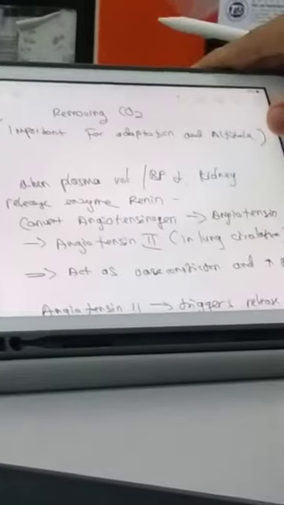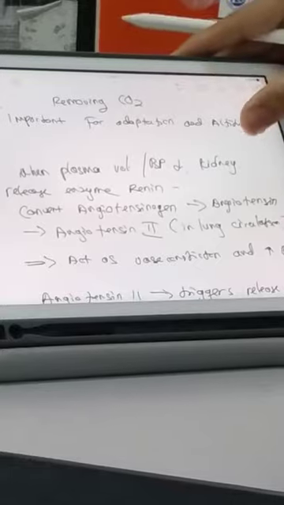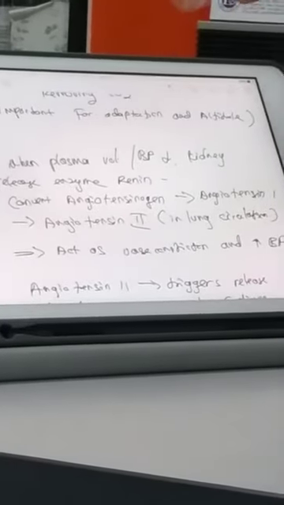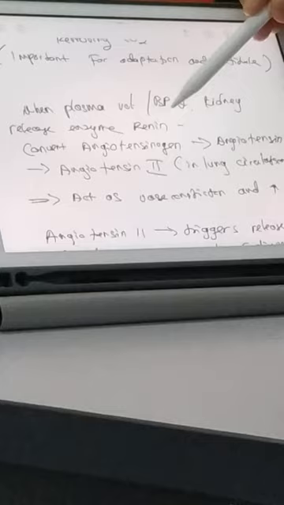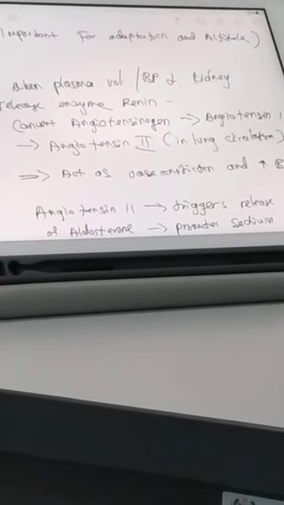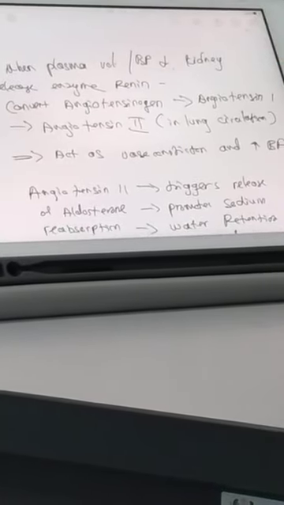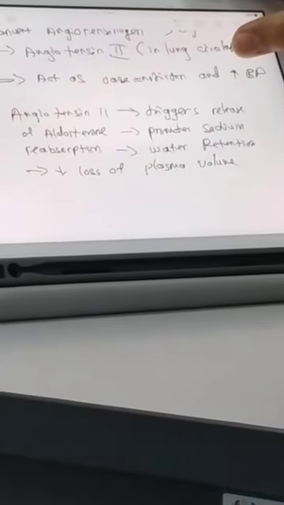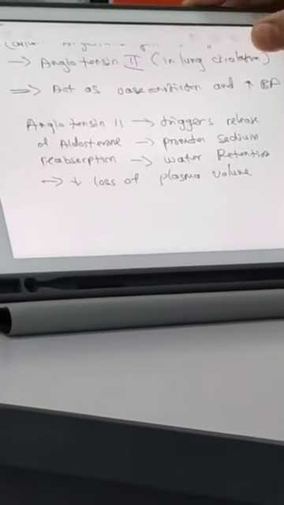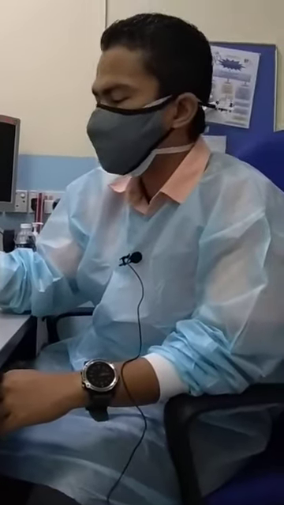It can also regulate if the plasma volume or BP is dropping. The kidney will release the enzyme renin, which will convert angiotensinogen to angiotensin, and then it is converted to angiotensin 2 in the lung, and then it will cause vasoconstriction and so increase the BP. Angiotensin 2 also will trigger the release of aldosterone, which promotes sodium reabsorption, and then water retention will occur again. Okay, so I think that's all.